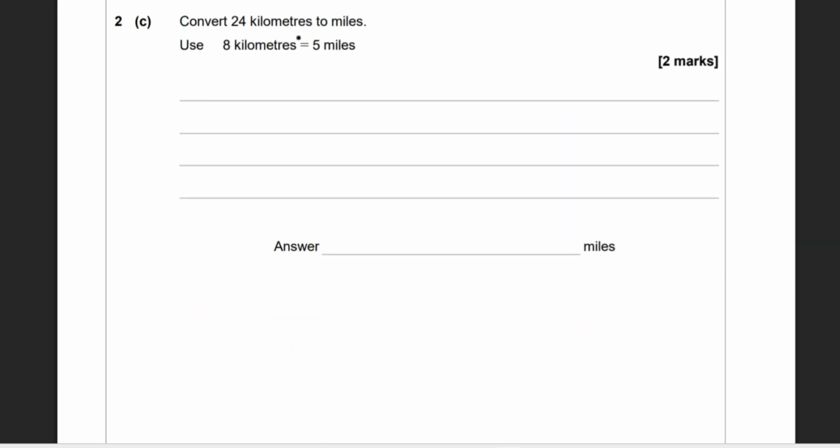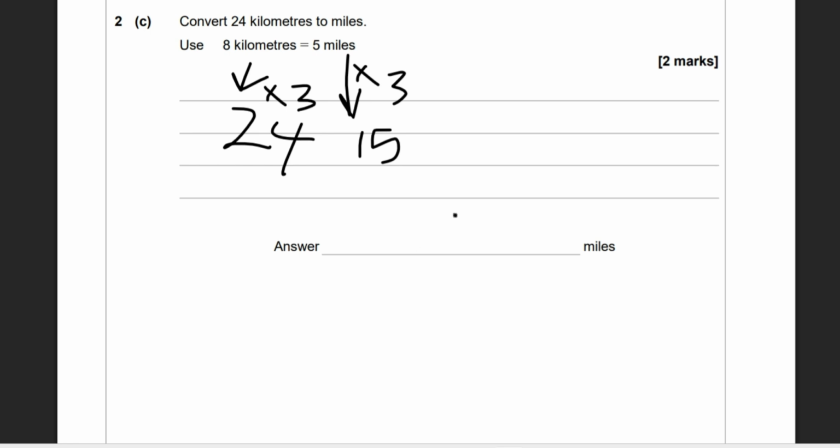2c, convert 24 kilometers to miles. So 8 kilometers is 5 miles. Now, for 8 to become 24, you have to do times 3. So 8 times 3 is 24. That means you also go to the other side and do times 3. Whatever you do on the left, you do on the right. So 5 times 3 will give you 15. And the answer is 15 miles.